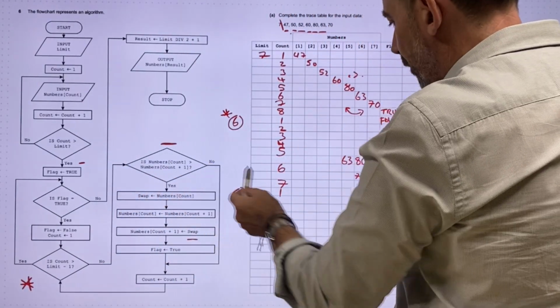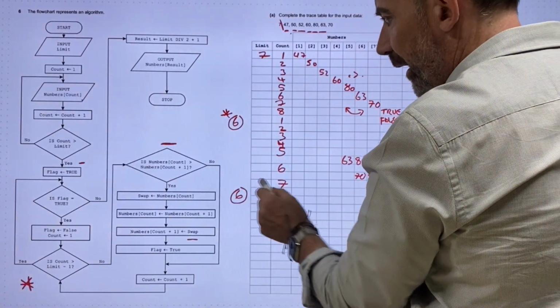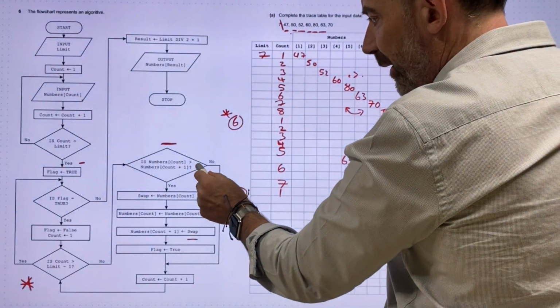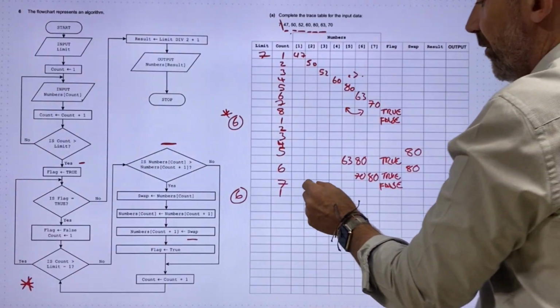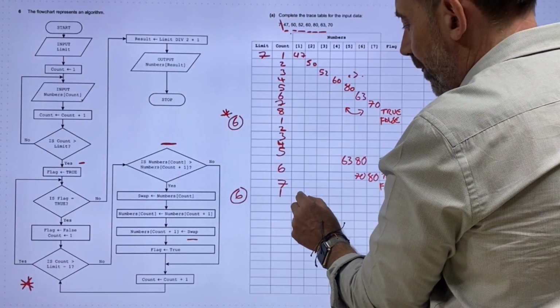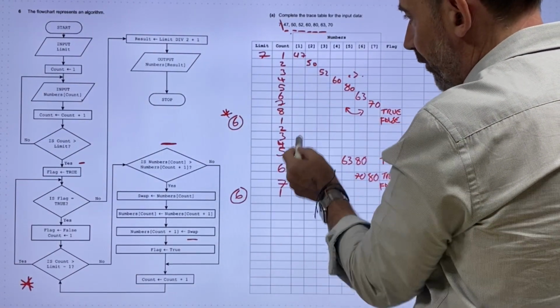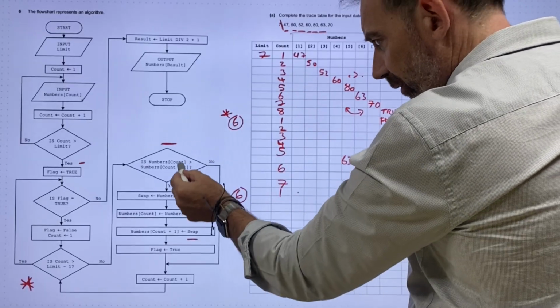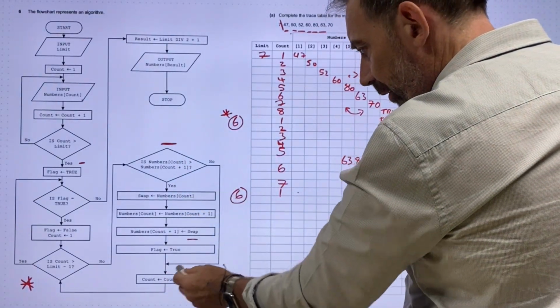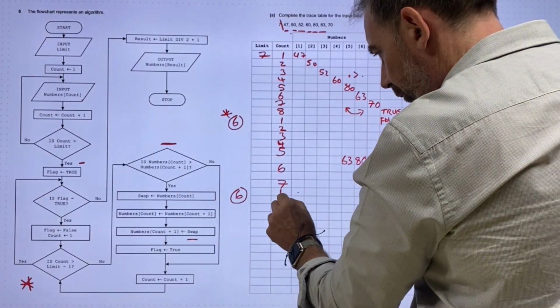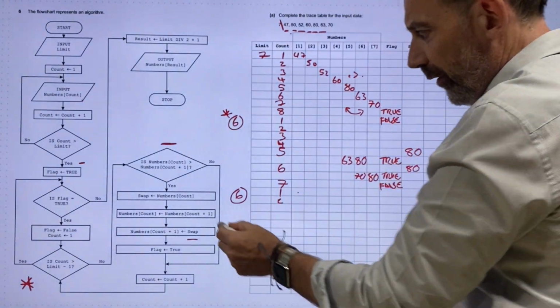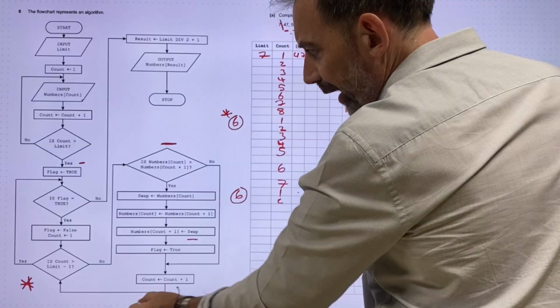Is number in count, this first position here, count 1, is this bigger than? Well, no, it's not. 47 is not bigger than 50. So no, so go back around. Count equals count plus 1, 2. Okay, background.